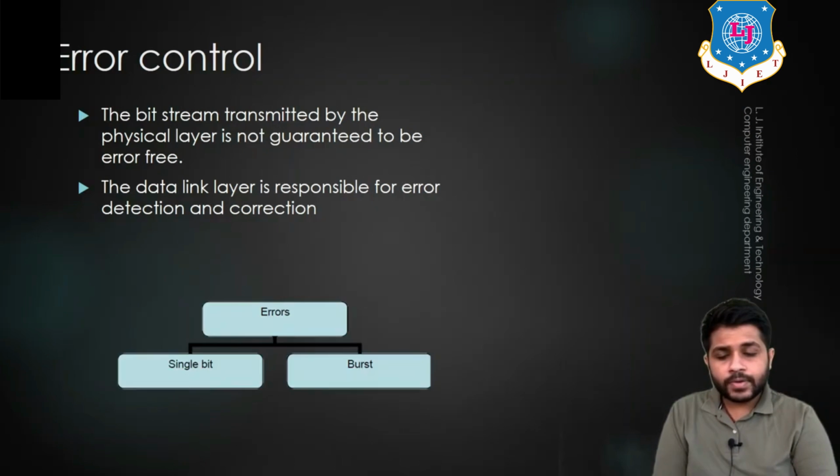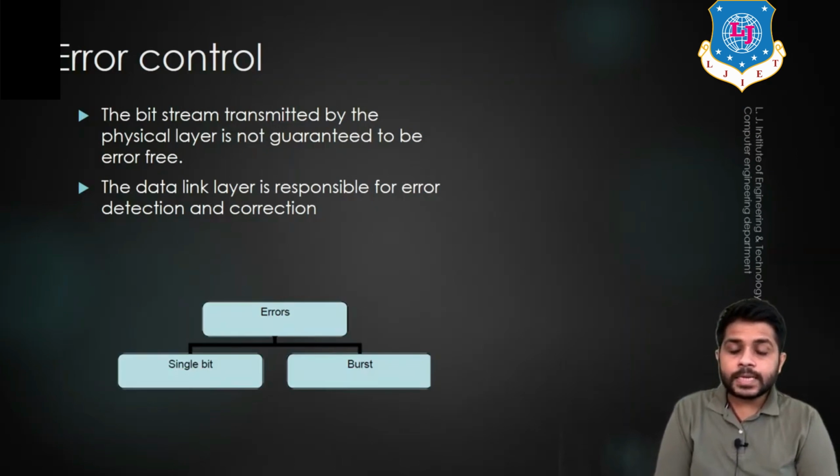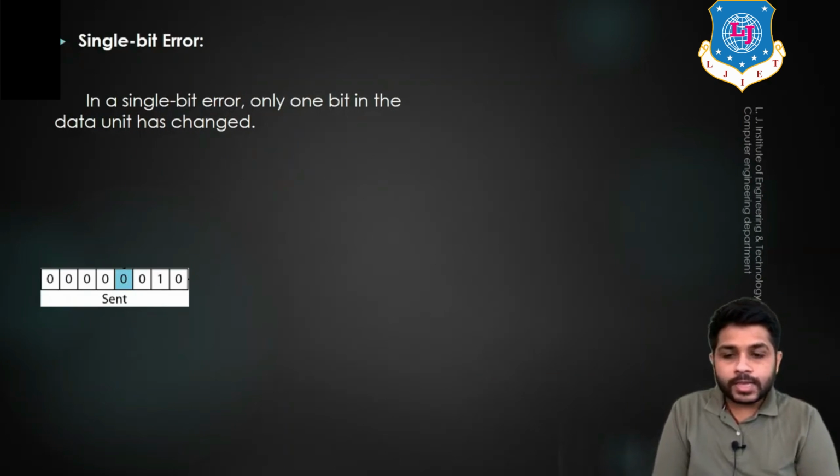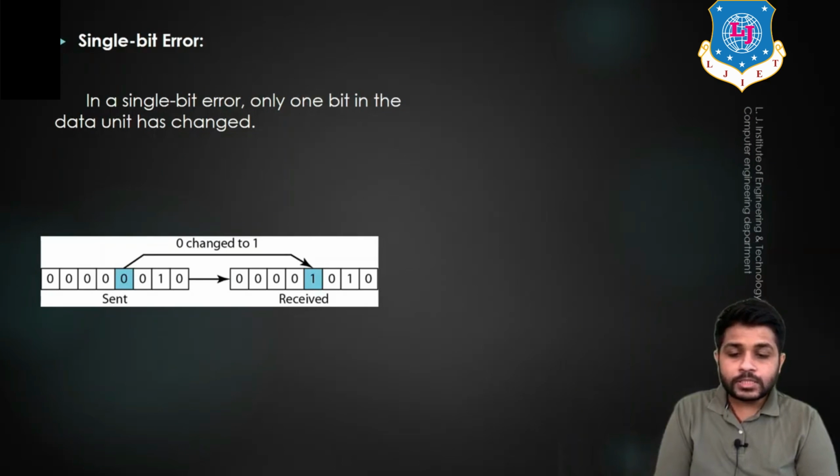Generally, errors are divided into two types: the single bit error and the burst error. Single bit error means that if we are sending any data, only one bit will be changed, and in the burst error more than one bit is changed. So you can see that in this example the sender wants to send some data. When this data is sent, because of the change in the signal at the physical layer, at the receiver side the value of a bit will change. You can see that the highlighted bit is changed. That is why it is known as a single bit error, because only one bit is changed.